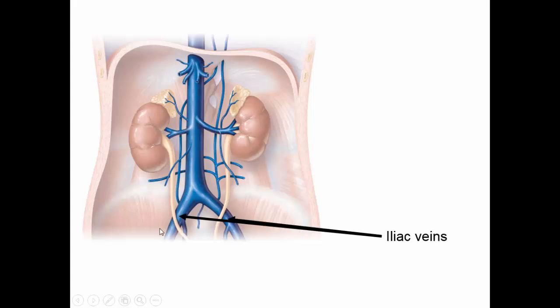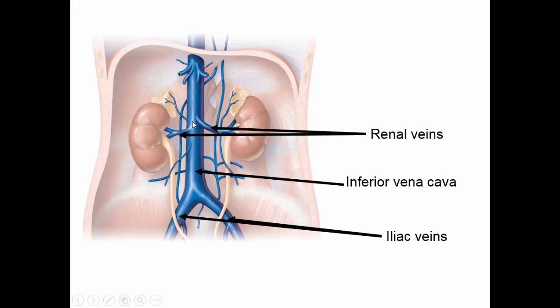The iliac veins will return blood from the legs. They will merge to form the inferior vena cava. The renal veins will drain into the inferior vena cava, and there are several veins that drain the liver that drain directly into the inferior vena cava. This too will take blood back to the right atrium of the heart.